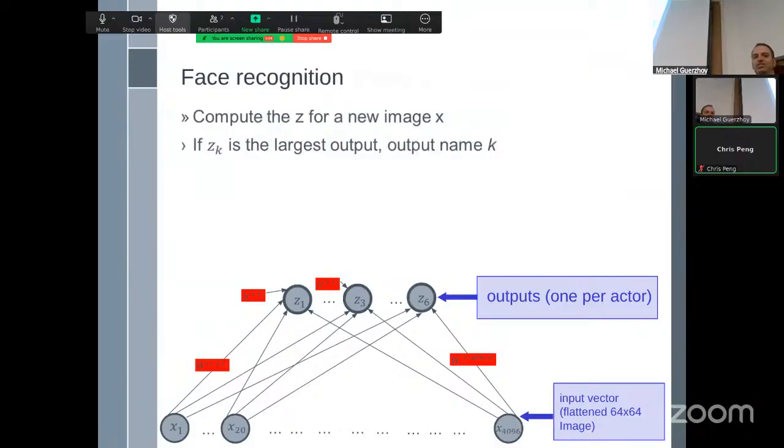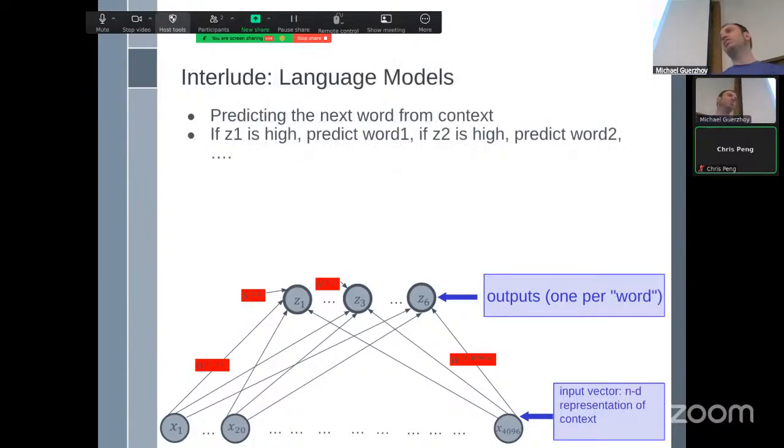So when you're doing face recognition, you plug in the X and you get the Z output. Ordinarily, you compute 6 outputs, and then you just look at which one is the highest. If Zk is the highest, you say it's probably person k. Why would it work? Well, because you made it work. You made it so that on the training set, it usually outputs the right thing. You did it with gradient descent. And this, kind of remarkably, actually works.